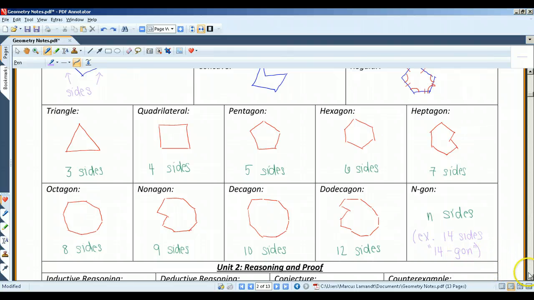All right, and that's all the notes for the first unit. Let me know if anything doesn't make sense.